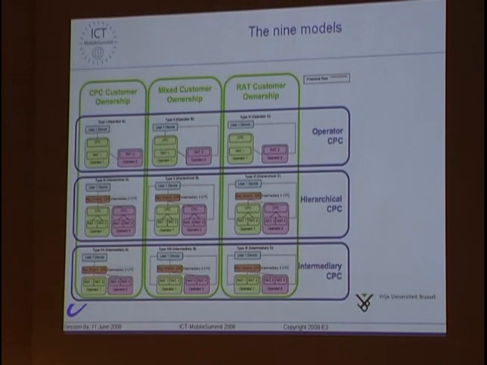So based on that, you can have the 9 types that I have here, with the simplest one in the upper left corner, basically being an operator having a CPC, as you see, and another operator, the user paying to that operator, and then the other operator paying to be on the CPC.